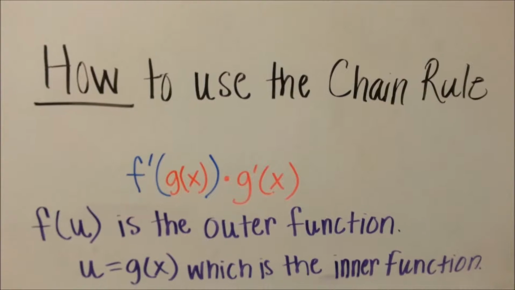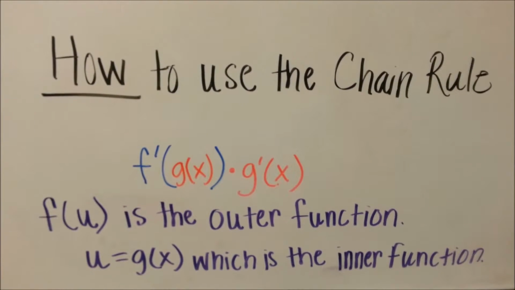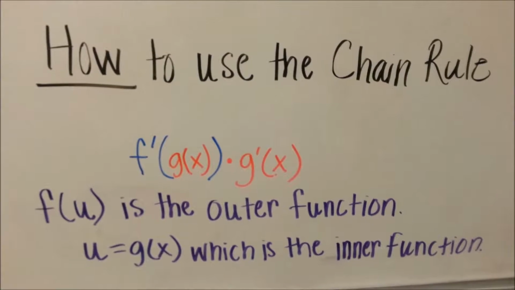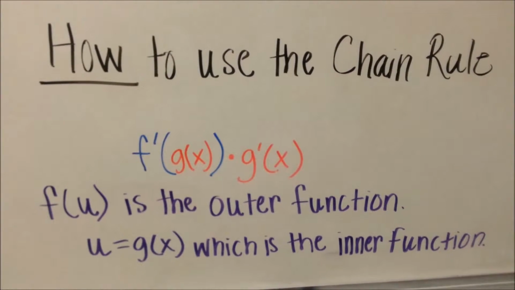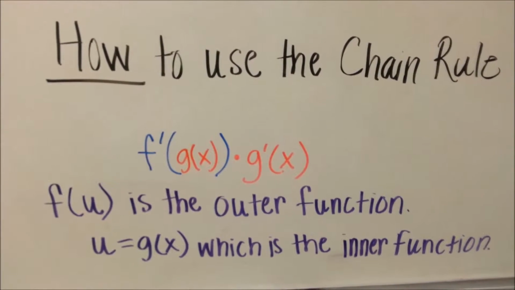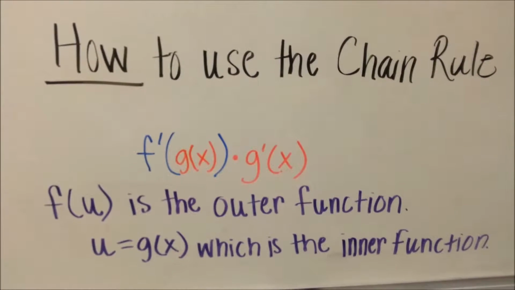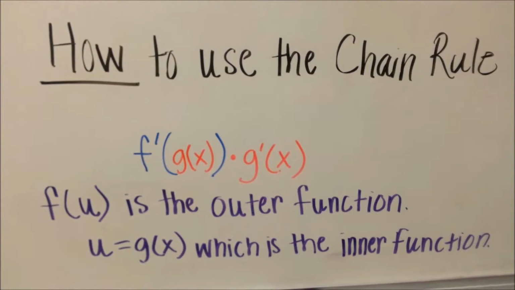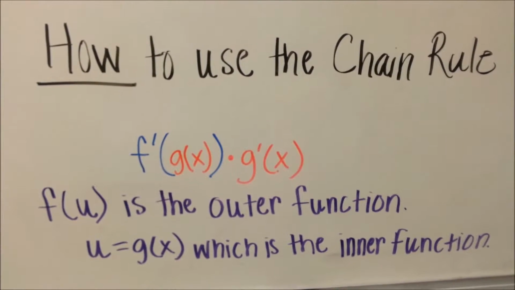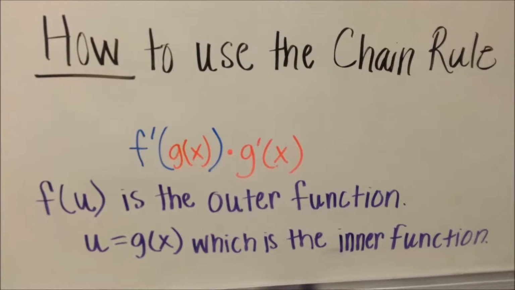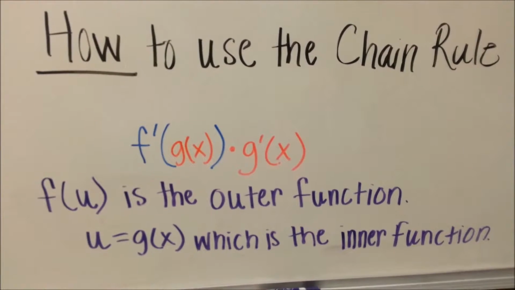How to use the chain rule. Think of functions f and g as layers of a problem. F of u is the outer layer, and g of x is the inner layer. First, you differentiate the outer layer, but leave the inner layer alone. Next, you differentiate the inner layer, and then multiply the inner and outer layers together.